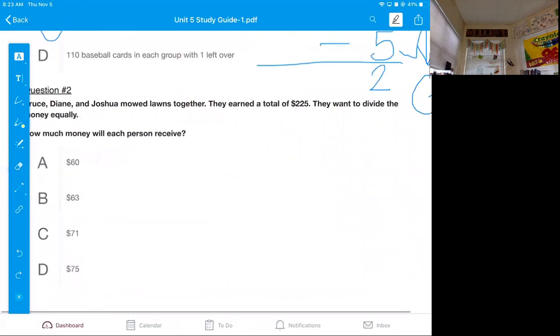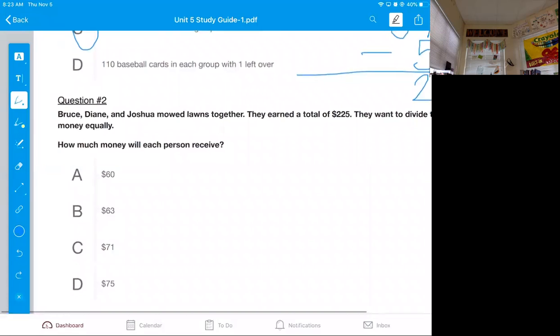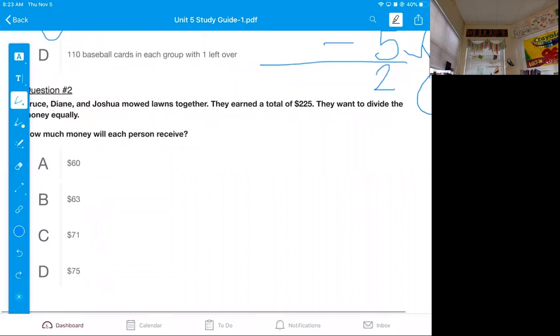All right, number 2. Some of y'all got confused by number 2. It says, Bruce, Diane, and Joshua mowed lawns together. They earned a total of $225. They want to divide the money equally. How much money will each person receive? It says each person. It doesn't tell me how many people there are, so I have to count their names instead. Bruce is 1, Diane is 2, Joshua is 3. So I'm going to divide 225 by 3.